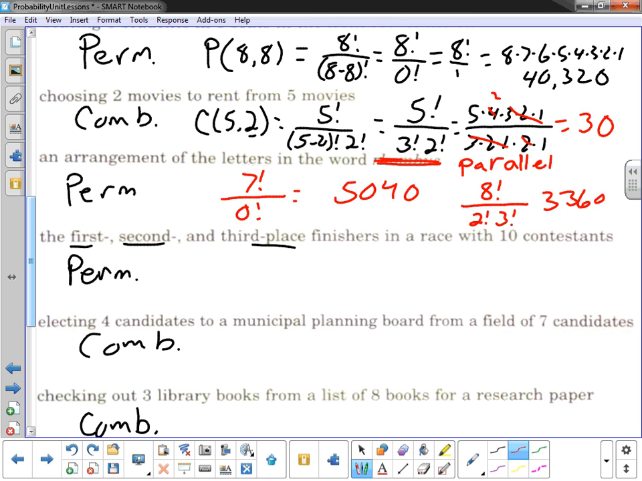So when we have multiple letters, now we got to see how many things are repeating in it. So I had 2 A's. So it wouldn't matter which way I put the A's. That's why I got to divide that out.